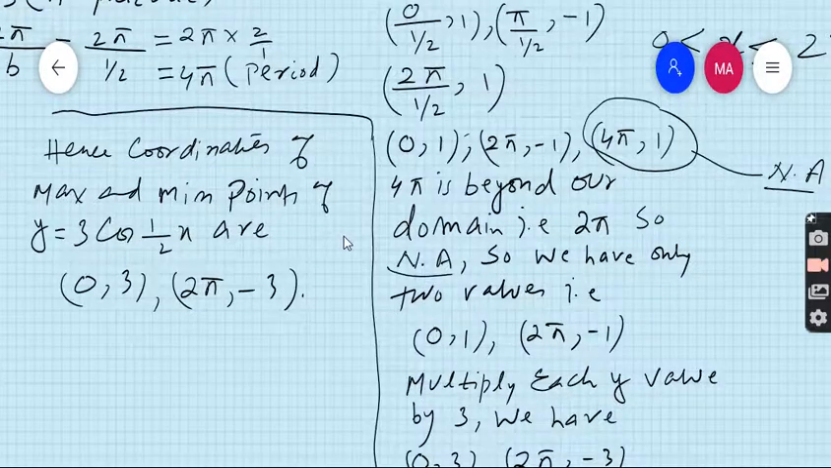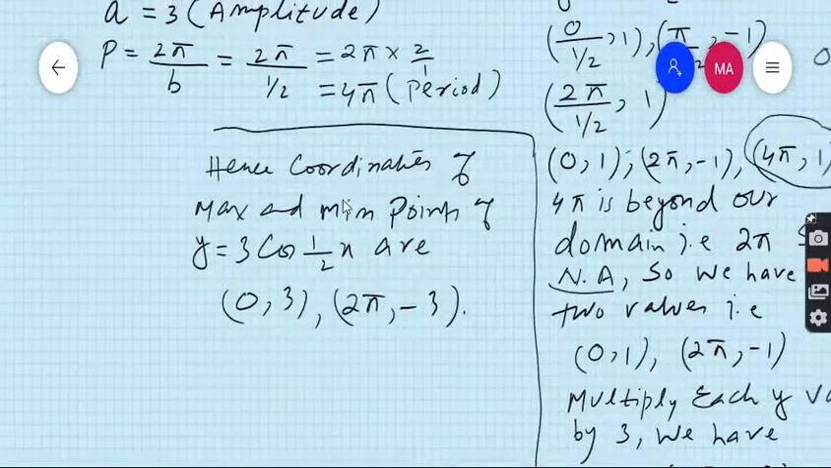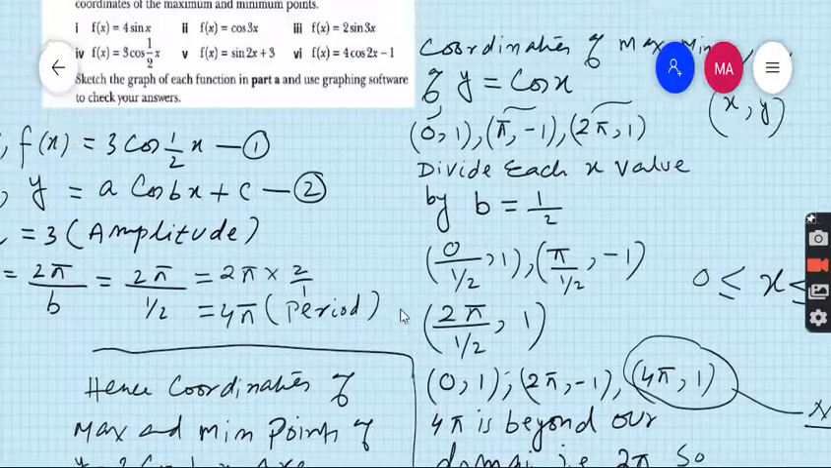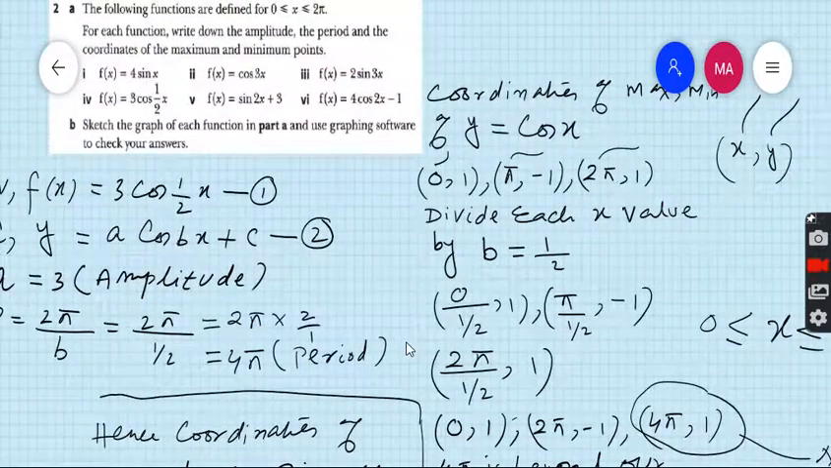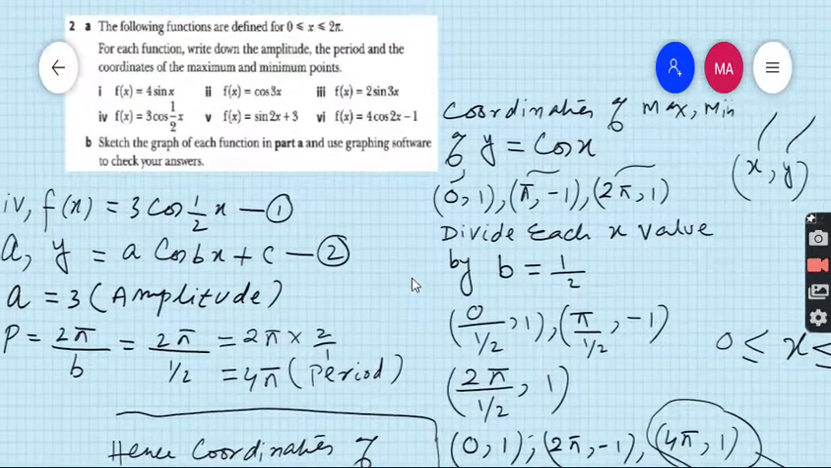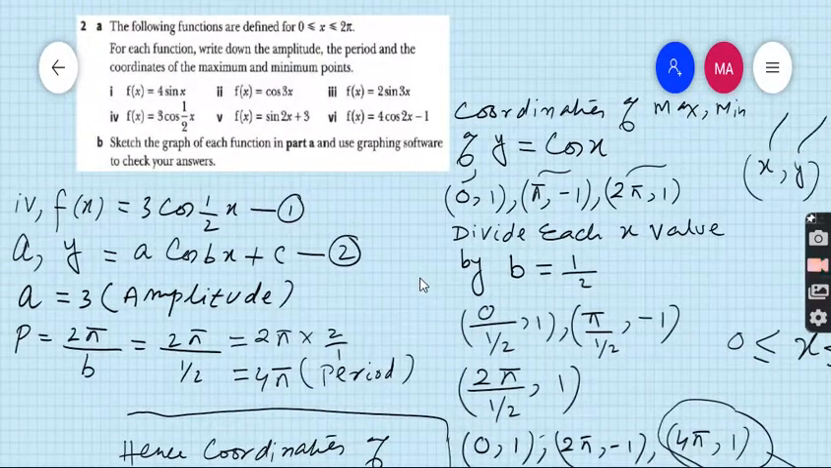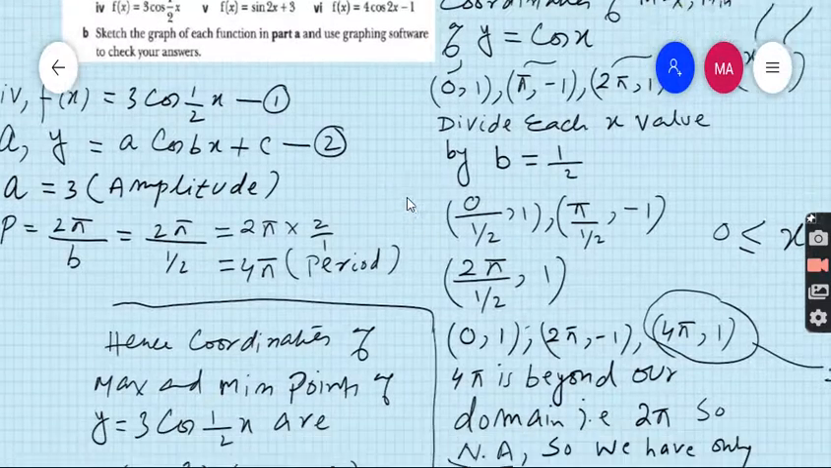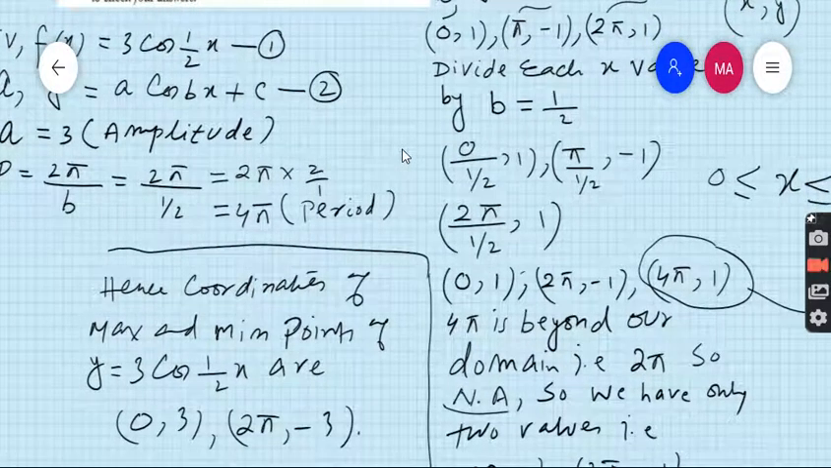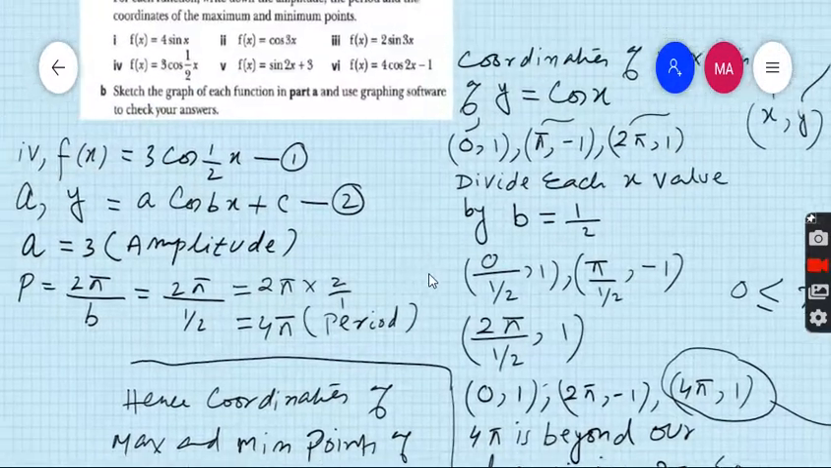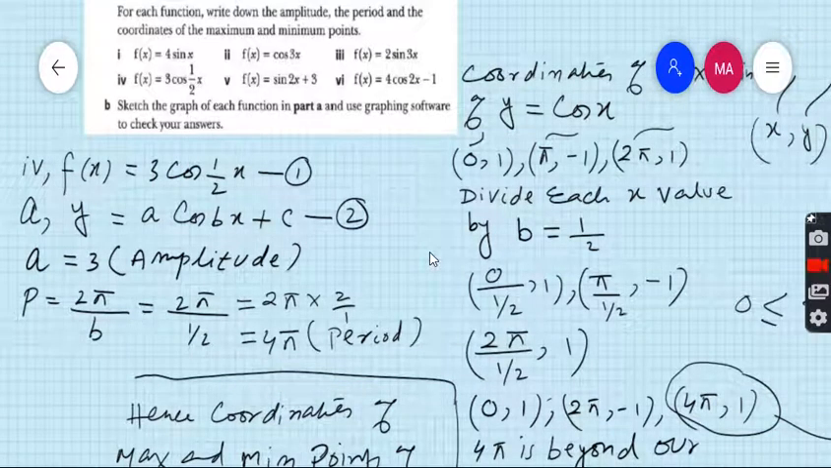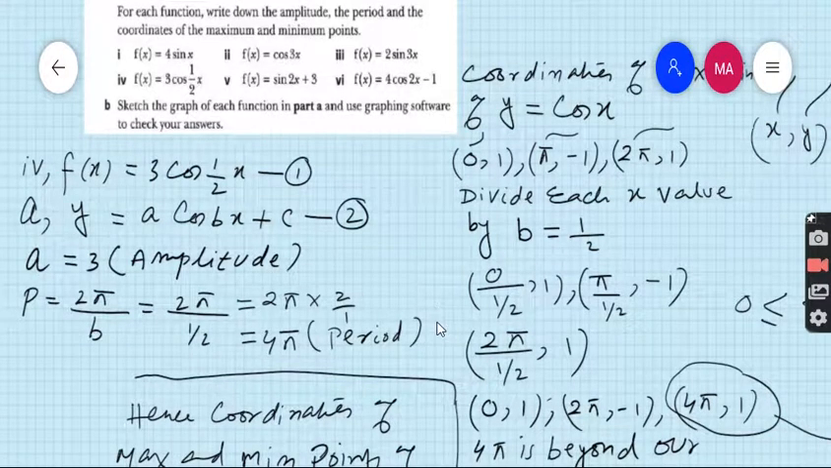So this is part A. Part A was find the period. The period is 4 pi. Find the amplitude. Amplitude is 3. The coordinates of maximum and minimum points are 0 comma 3 and 2 pi comma minus 3. What is part B? Sketch the graph of each function in part A.